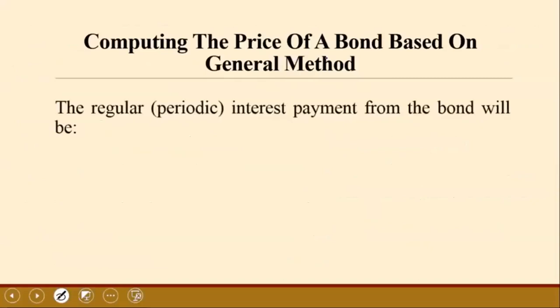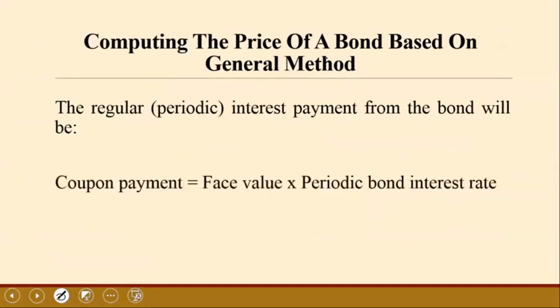Example. In computing the price of bond based on general method, the regular or periodic interest payment from the bond will be coupon payment equals the face value times periodic bond interest rate, or K equals FB. Okay, those are the variables that we used.